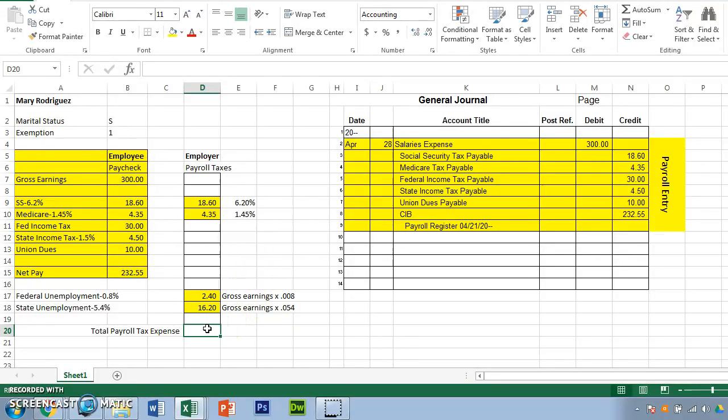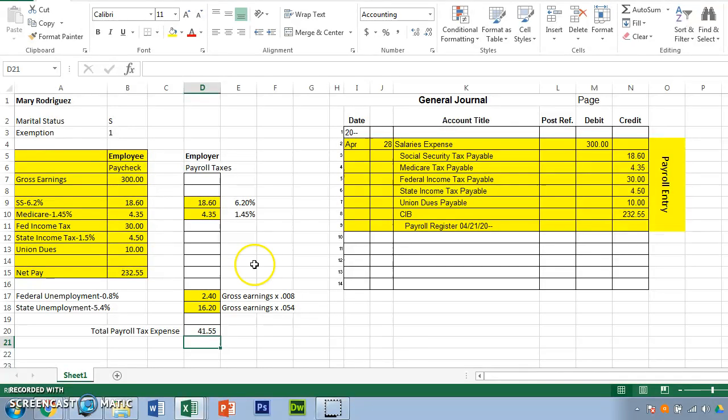If you add those up, total payroll tax expense comes to $41.55. So for them to employ Mary, it costs them the $300 to pay her salary, plus $41.55 for the taxes they had to pay on Mary's salary.